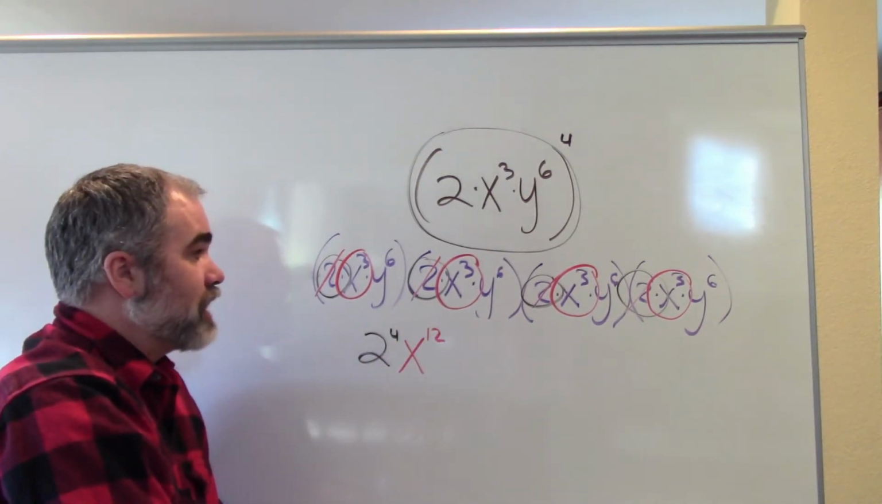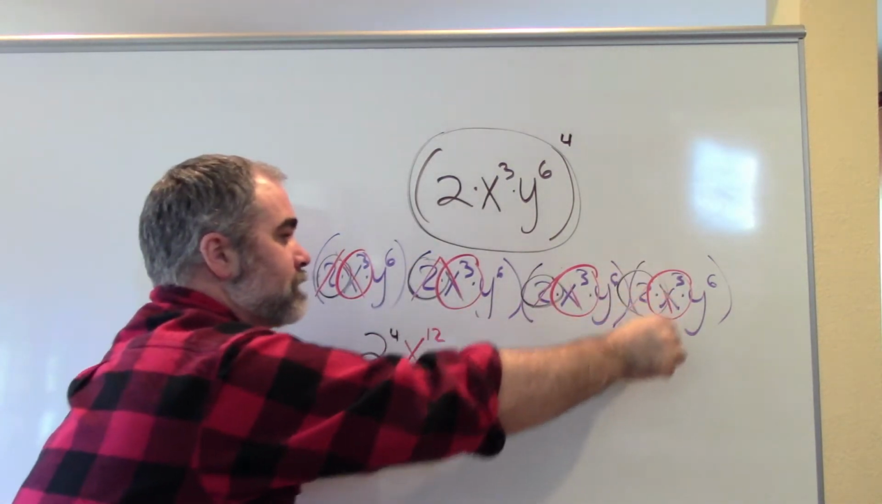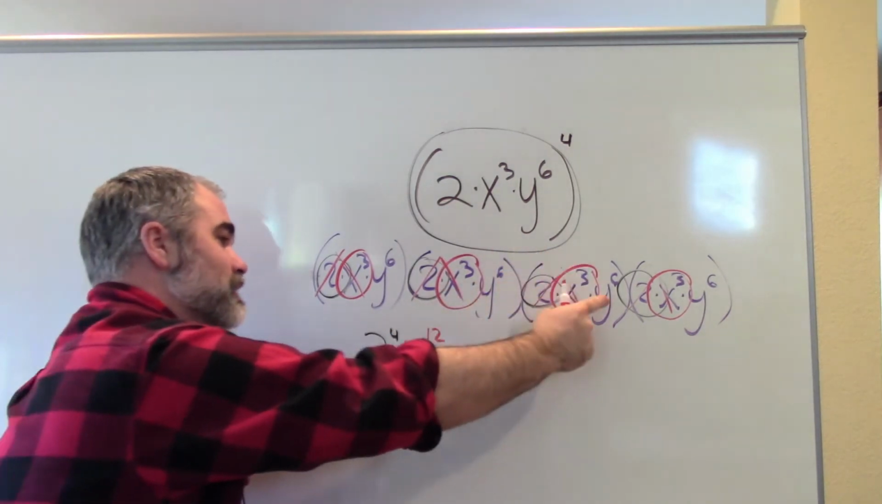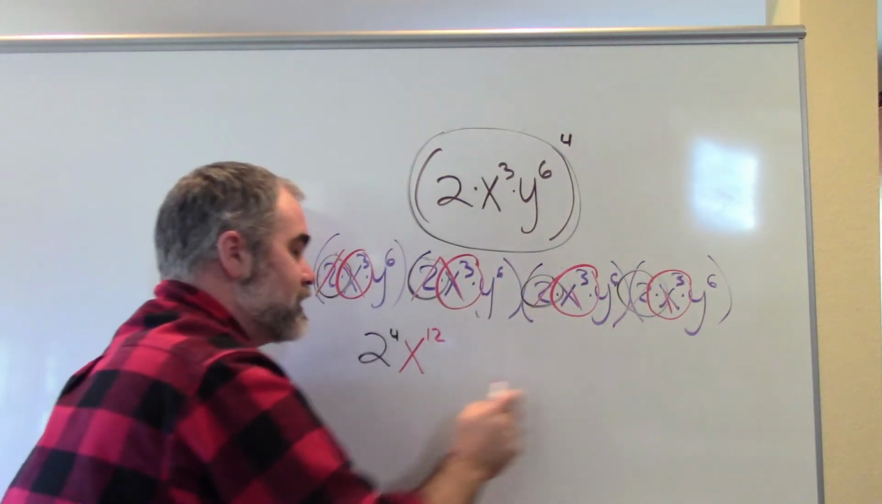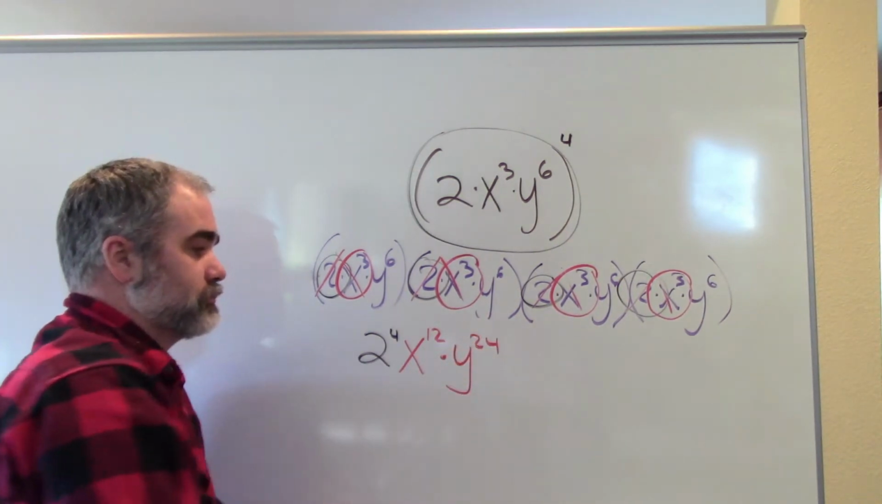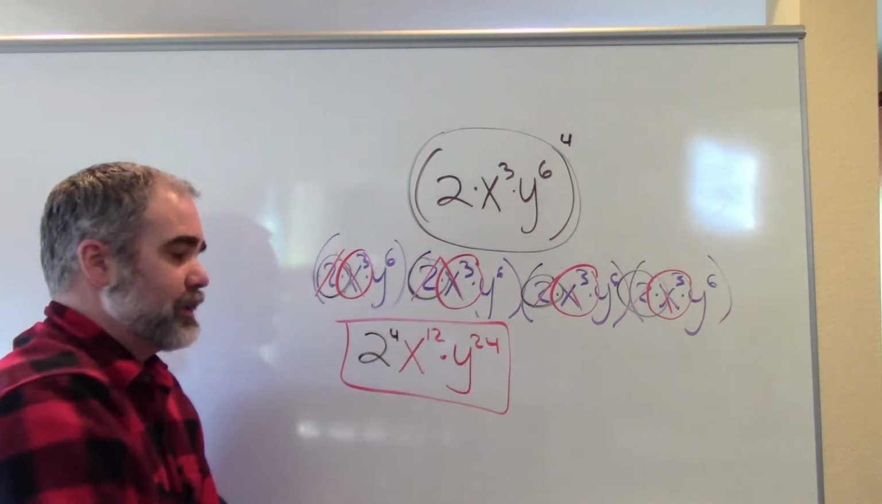And then lastly, I've got my y's, and there's a huge bunch of those. I'm going to cross the x's out now. 6 y's, 12 y's, 18 y's, 24 y's. And there you go. And that would be an answer.